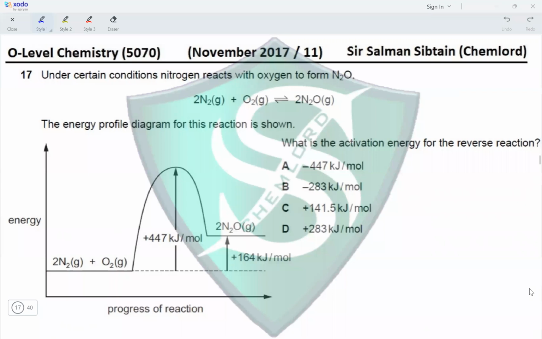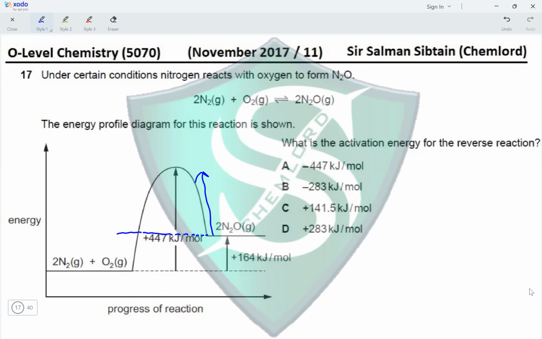Question 17. Under certain conditions, nitrogen reacts with oxygen to form N2O. The energy profile diagram for this reaction is shown, and this is an endothermic reaction. What is the activation energy for the reverse reaction? So, the activation energy for the reverse reaction would make N2O the reactant. So, this would be the activation energy for the reverse reaction.